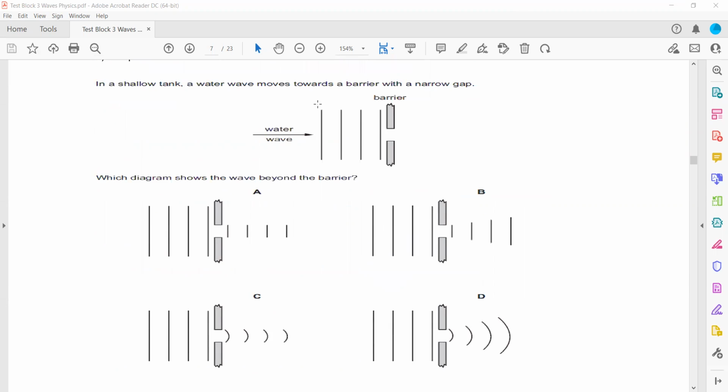In a shallow tank, water waves move forward and pass through a narrow gap. When the wave is passing through a narrow gap, we will have maximum diffraction. The wave will spread out. So it cannot be A, it cannot be B, C also is not correct. It is actually D, because when it passes through a gap, it spreads out, and that's why D is the right answer. If the gap is wider, then it will bend only slightly. But if it's a narrow gap, maximum diffraction, the wave will spread out.